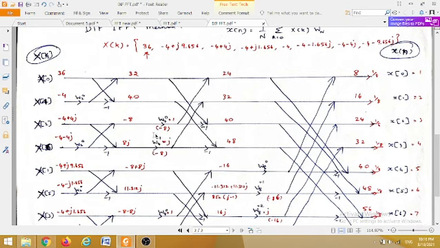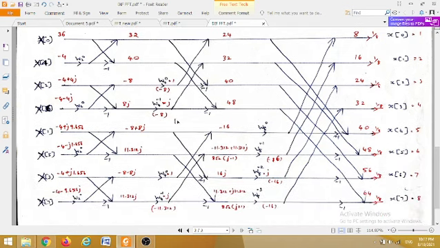and cos pi by 2 plus j sin pi by 2, sin pi by 2 is 1, so you will be getting j into 1, it's going to be j. So 8j into j, you will be getting 8j square, j square is minus 1, so you will be getting minus 8. So here also we have minus 8, and here also we can have minus 8.